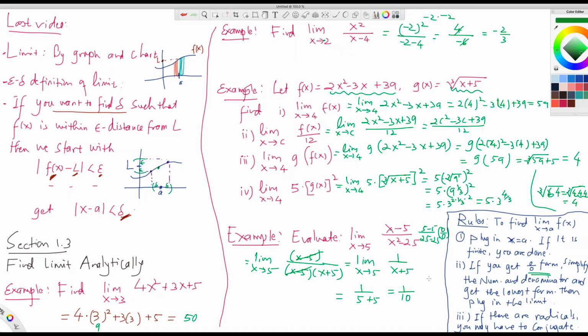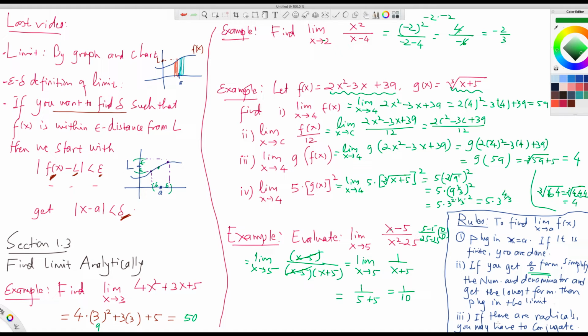For the infinity limit, we call it infinite limit. We will discuss that later. For now, if it's infinite, we say the limit does not exist for now, okay? But in the next section, we will see infinite limit, okay? But for now, if you get 0 over 0, you will have to simplify and get the lowest form. If after you plug in the limit in the lowest form it is finite, the limit exists. If it is infinite, then the limit does not exist, okay?